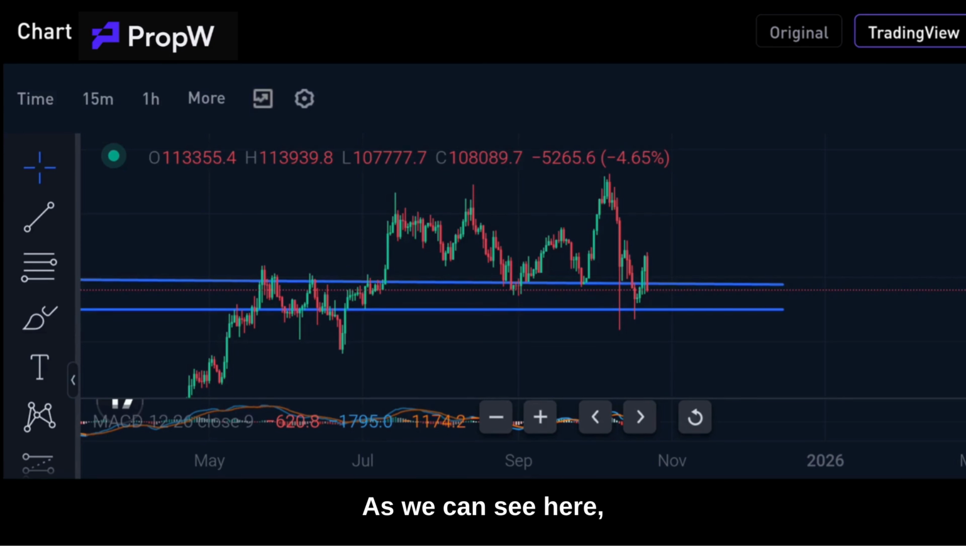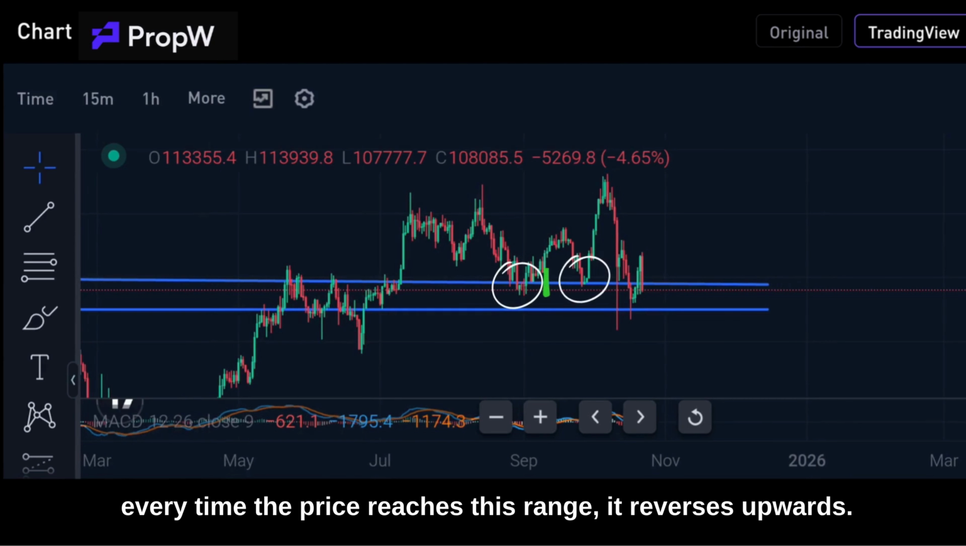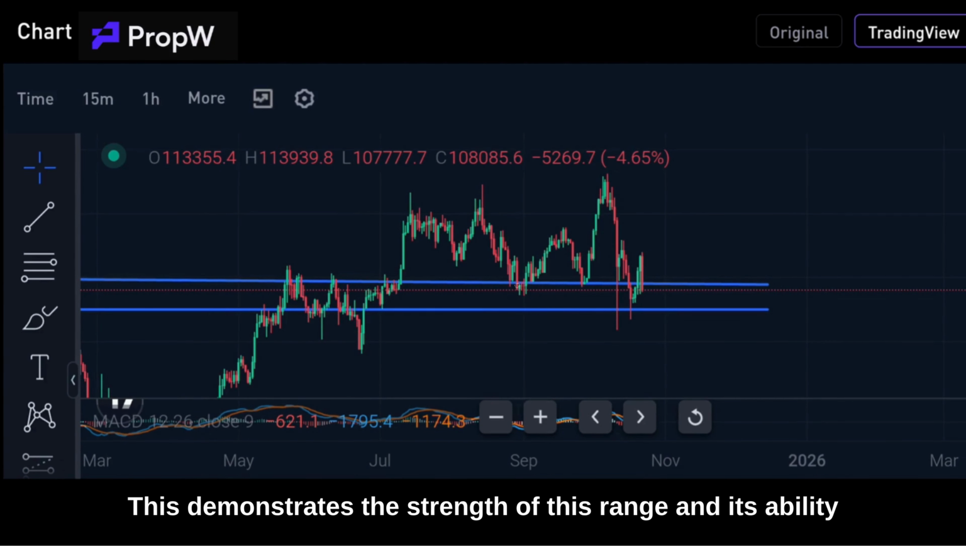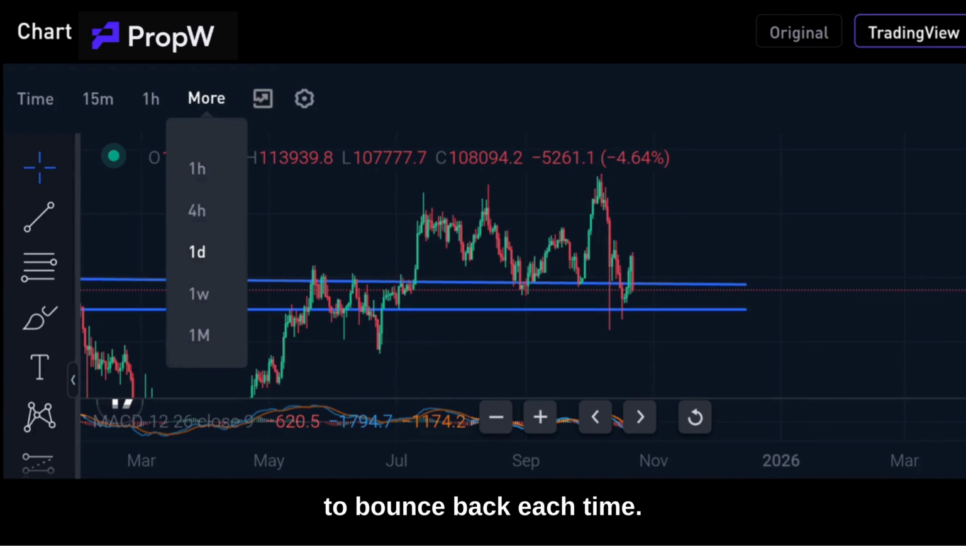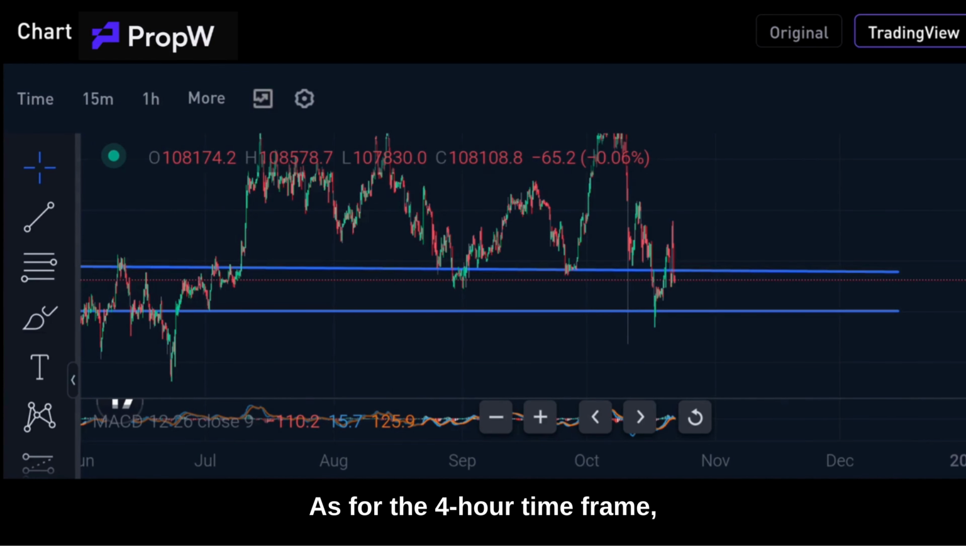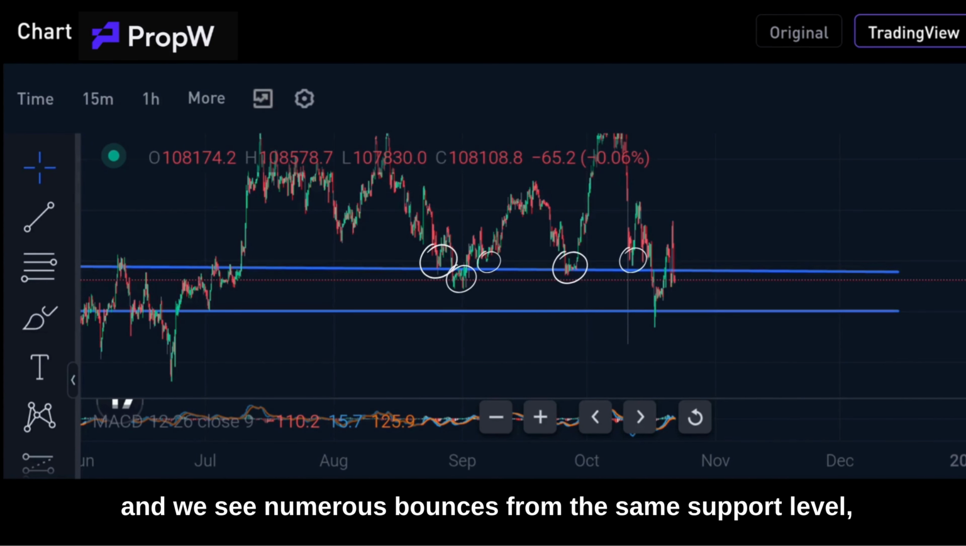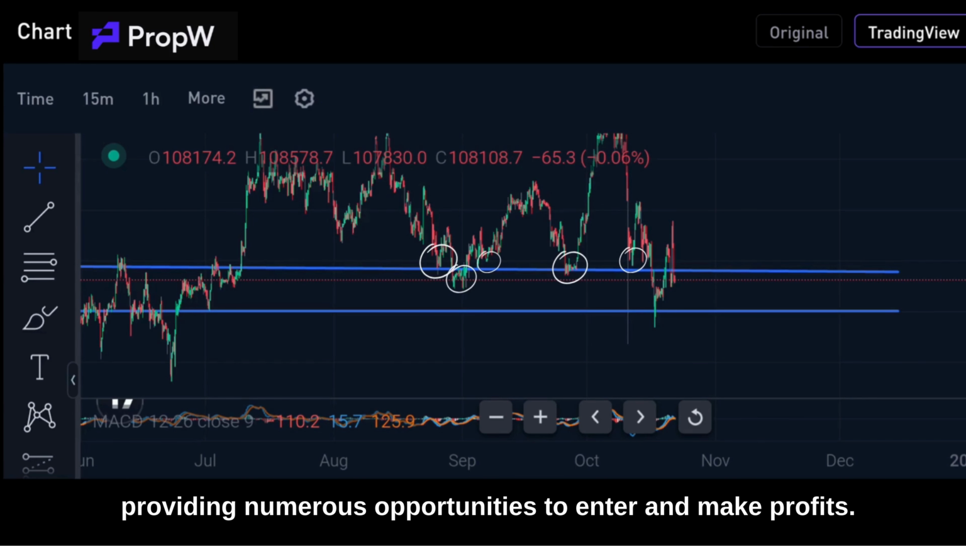As we can see here, every time the price reaches this range, it reverses upwards. This demonstrates the strength of this range and its ability to bounce back each time. As for the 4-hour time frame, the situation is similar to the daily time frame, where we see numerous bounces from the same support level, providing numerous opportunities to enter and make profits.